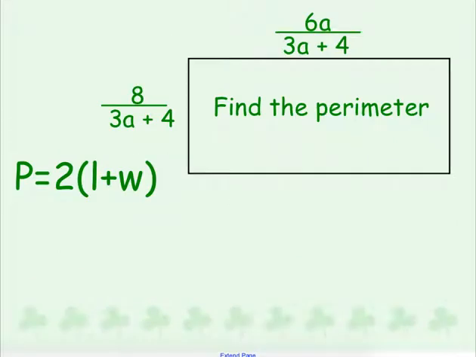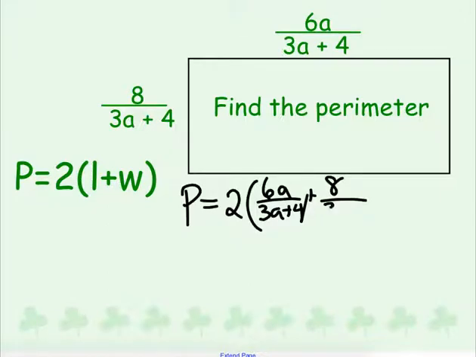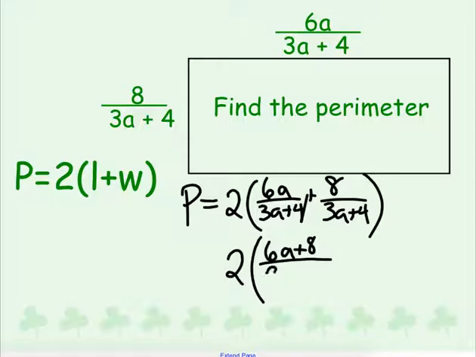Now we can extend this to finding the perimeter of things. I'm just going to plug in my length and my width in my formula to say perimeter equals 2 times my length, 6a over 3a plus 4, plus 8 over 3a plus 4. Thankfully, we have common denominators, so I can add those together and get 6a plus 8, can't go any further than that because they're not like terms, over 3a plus 4.